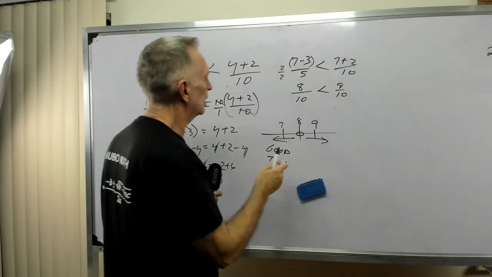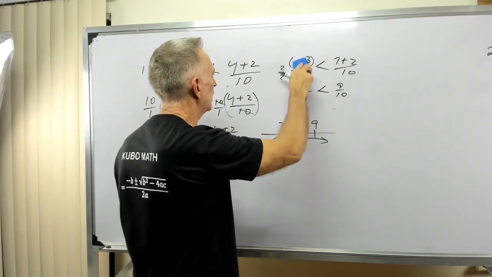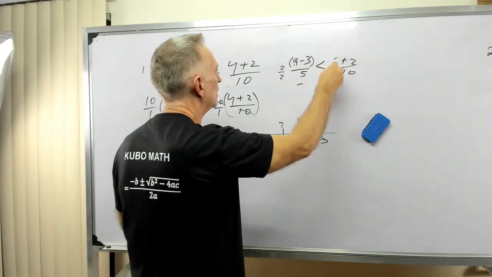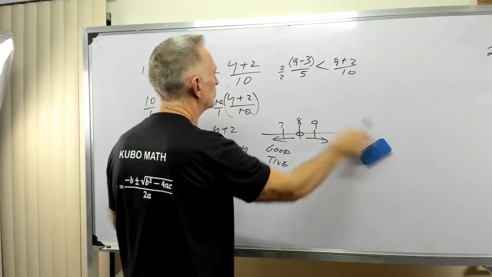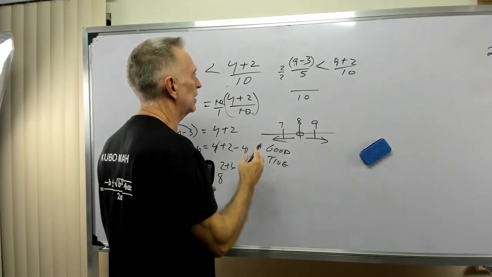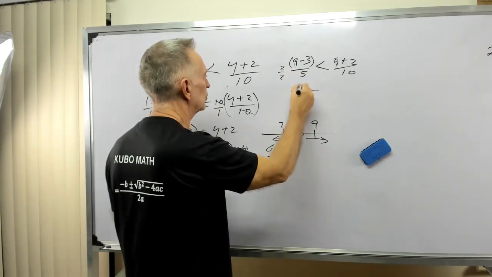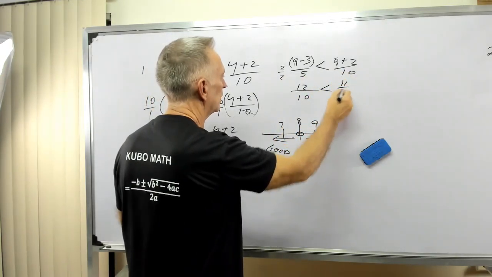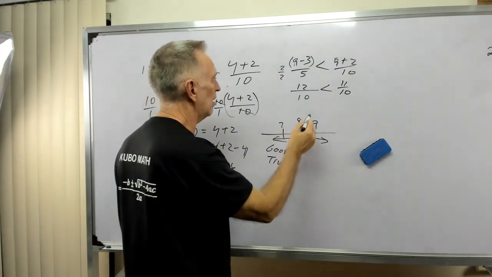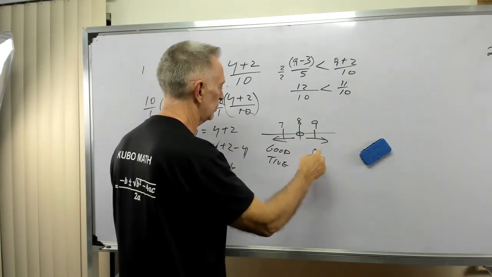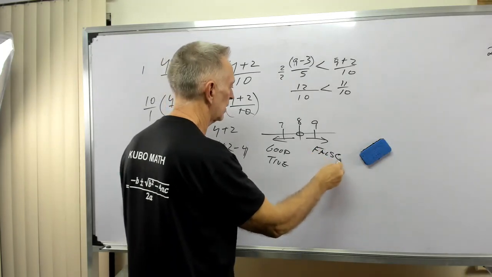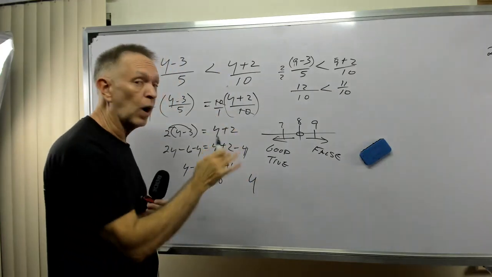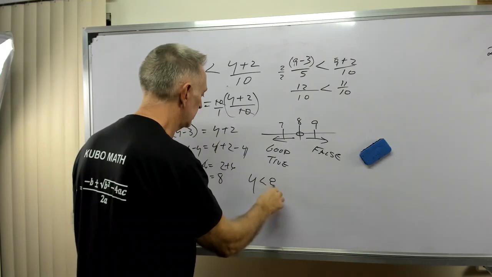All right, what about 9? So now if we had y equal 9, so we still have the same scenario. 9 minus 3 is 6. 6 times 2 is 12. 2 times 5 is 10. Less than 11 over 10. So 12 over 10 is not less than 11 over 10. So this is false over here. All right, so what does that mean? For the solution here, y has to be less than 8.